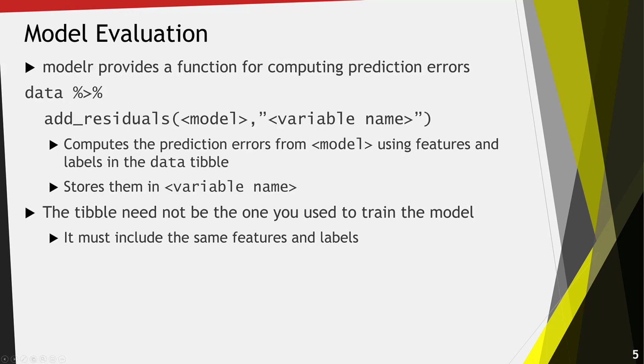The modelr library provides a useful function for computing prediction errors. It's the add_residuals verb. Like add_predictions that we've seen in previous videos, it takes two arguments. The first is a model, and the second is the variable name where you'd like to save the residuals from the model. Residuals are the prediction errors, or the actual value of the label minus the predicted value. The table on which you calculate the residuals need not be the one that you use to train the model. It just needs to include all of the features and the label used in your model.